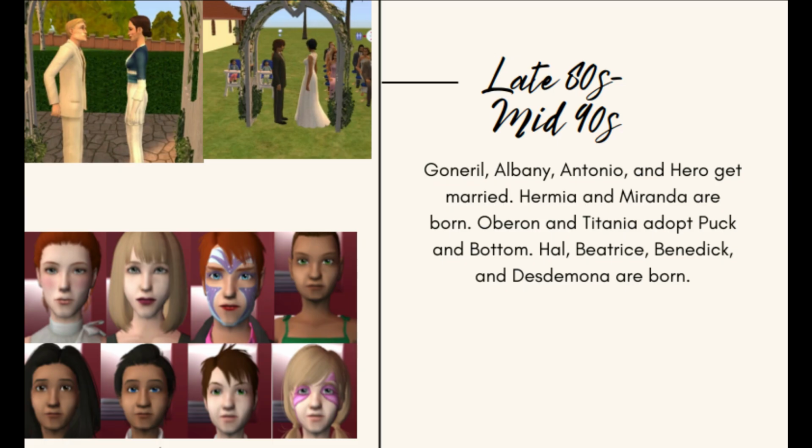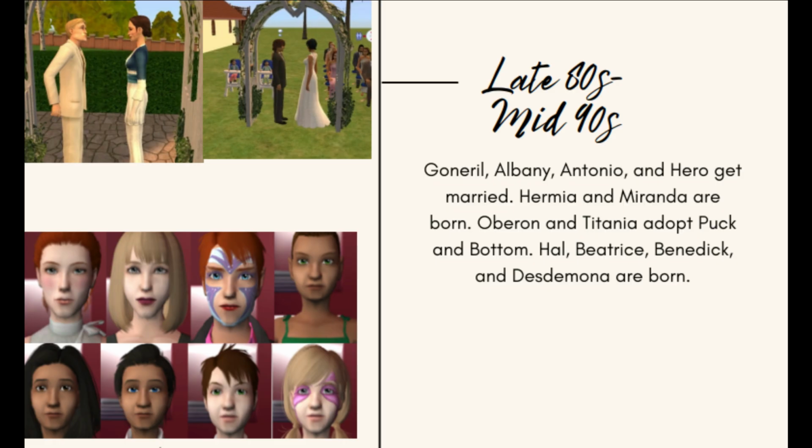But if she is the oldest, if Goneril is the second child after Cordelia, it would make sense for her to get married second and to have her children second. Obviously, that being Miranda, Hal, Desdemona, and Ariel. And Antonio's kids are Beatrice and Benedict.